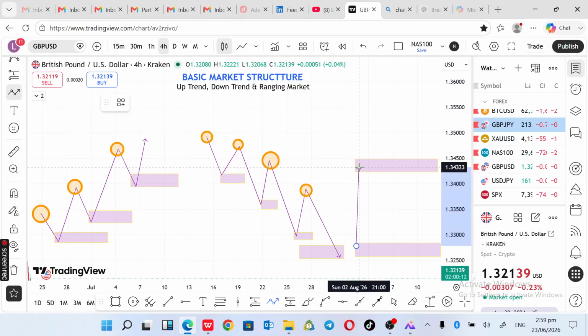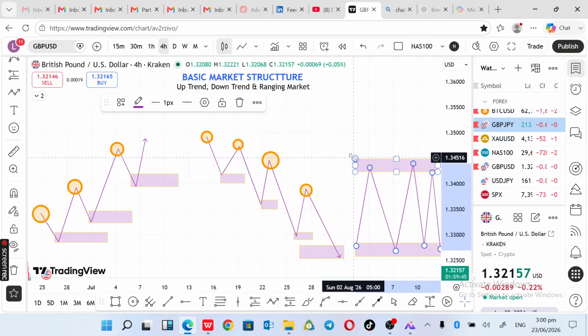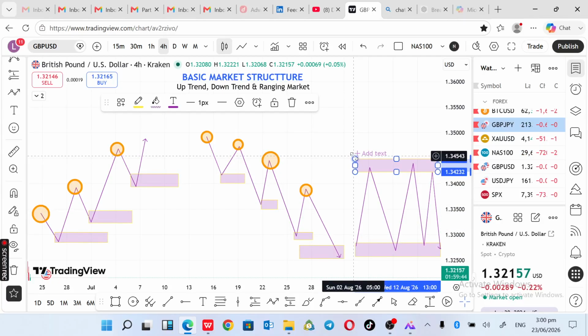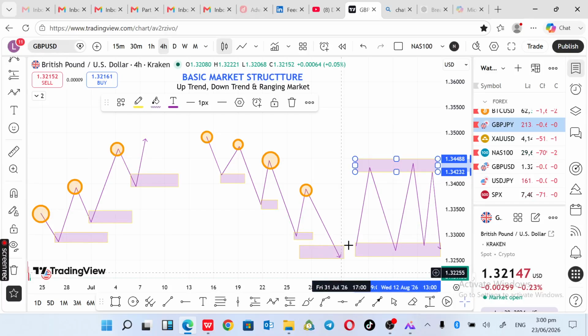In the ranging market, you will notice that the market is buying and selling off from the same area, the same zone, anyhow you want to call it. Let's just call it zone. So the market started from here and it pushed all the way to this level. Then it pushed back down, pushed back up again to this level, push down, push up again, push down. This is how the ranging market is. This is the type of thing you will see on the ranging market.